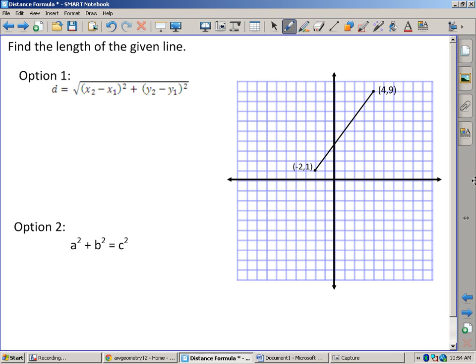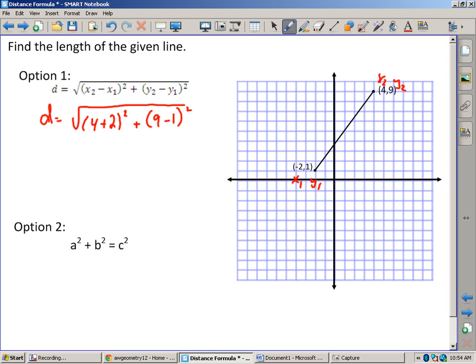So if I'm going to find the distance, I'm going to set it up just the way it looks right up there, and I'm going to pick this top one to be my x2 and y2, and then this one down here will be my x1, y1. So it says subtract x1 from x2, so I'm going to say 4 take away -2, and remember I'm subtracting a negative so it becomes positive, and then I subtract my y values, 9 take away 1, and square it.